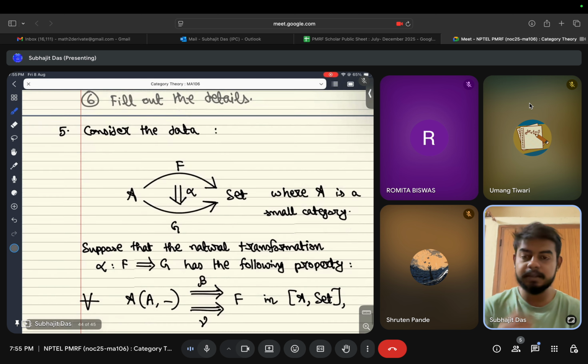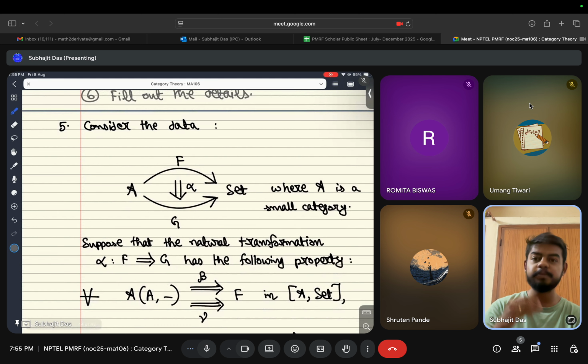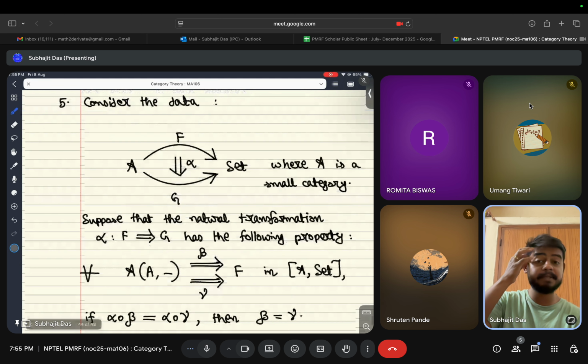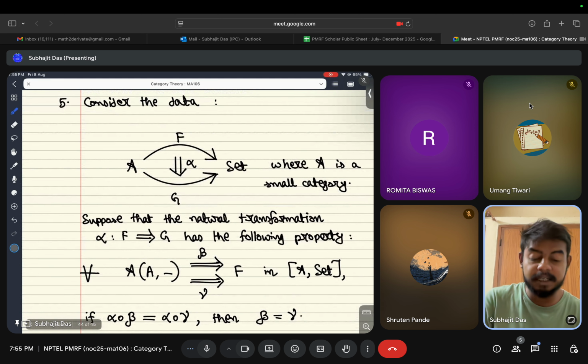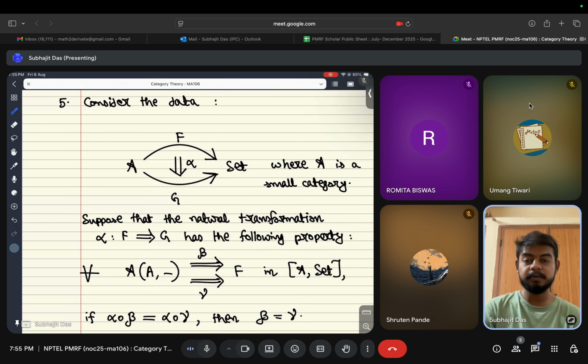I wanted to get to problem 5 because this is perhaps one of the most important problems in this entire week, and it involves something that you have learned. So let's quickly get to it. We'll probably take 10 minutes in total, so we'll end by 8:05. I hope that is okay with everyone.